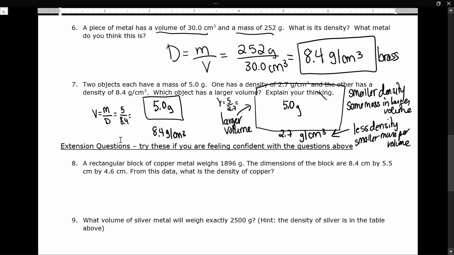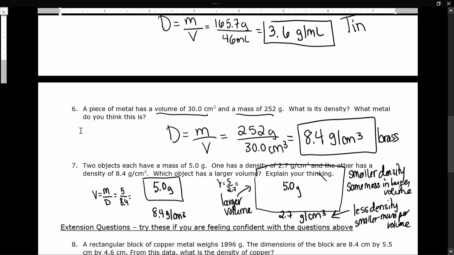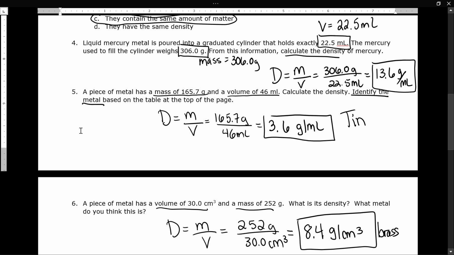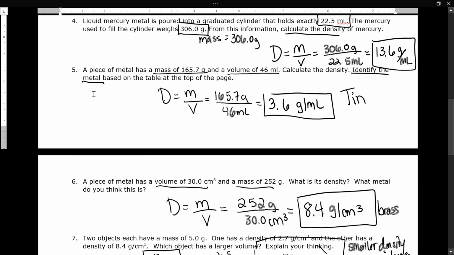All right, so hope this helps with density. Kind of want to get some of the conceptual questions with density. That'd be like question 7 and question 2 and 3. And then you also just want to be able to calculate density like questions 4, 5, and 6. Please reach out to me if you have questions.